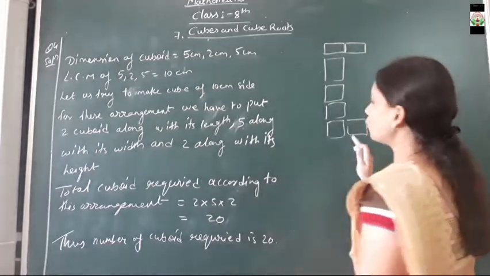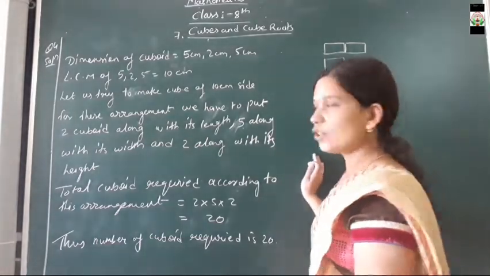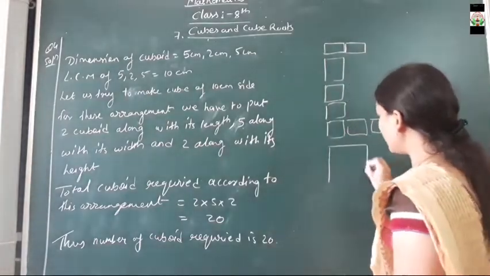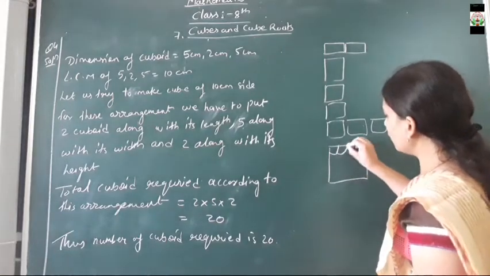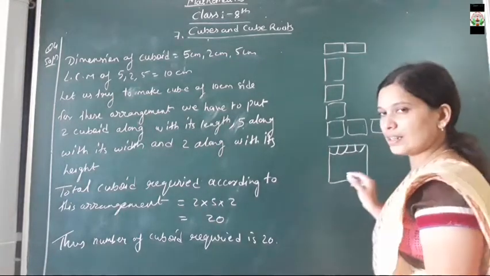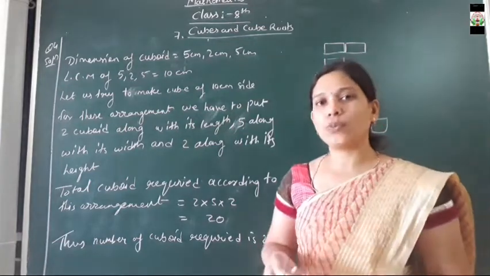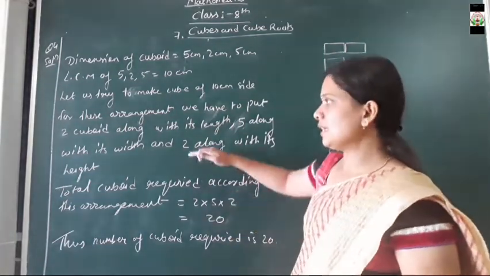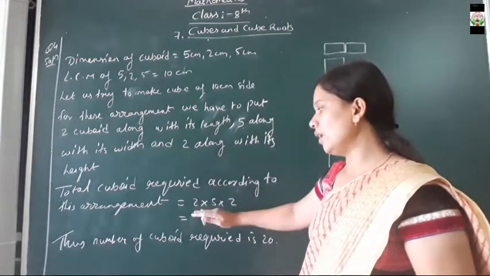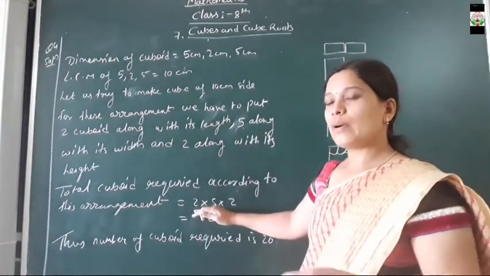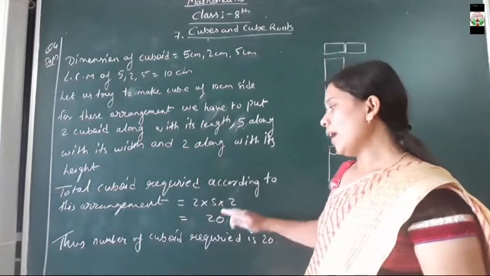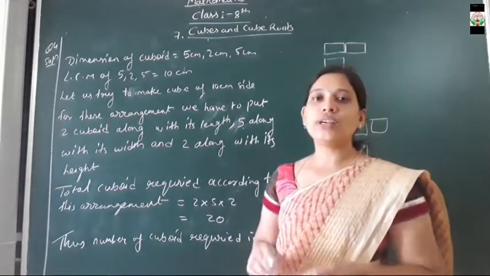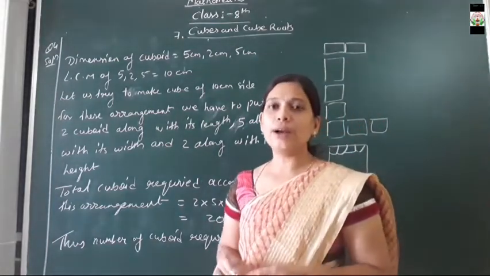Like this. So for this arrangement, such a cuboid will be formed, inside which we place cuboids like this to make a cube with the help of cuboids. According to this particular arrangement, the cuboids we require are 2 into 5 into 2. Hence we can say that a total of 20 cuboids are required to make a cube.